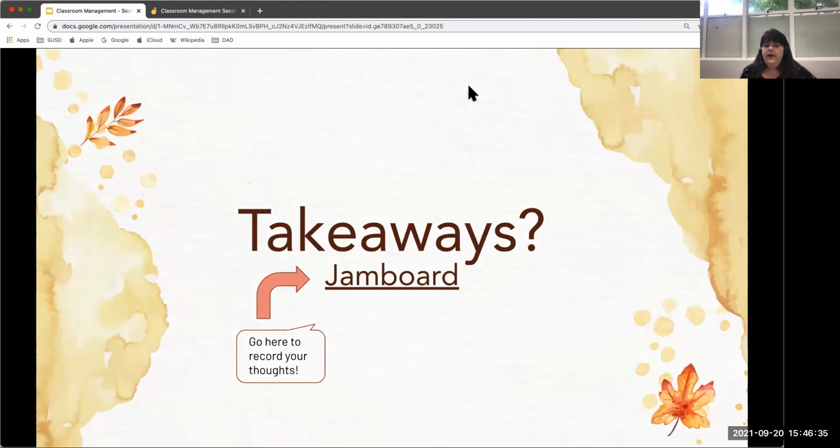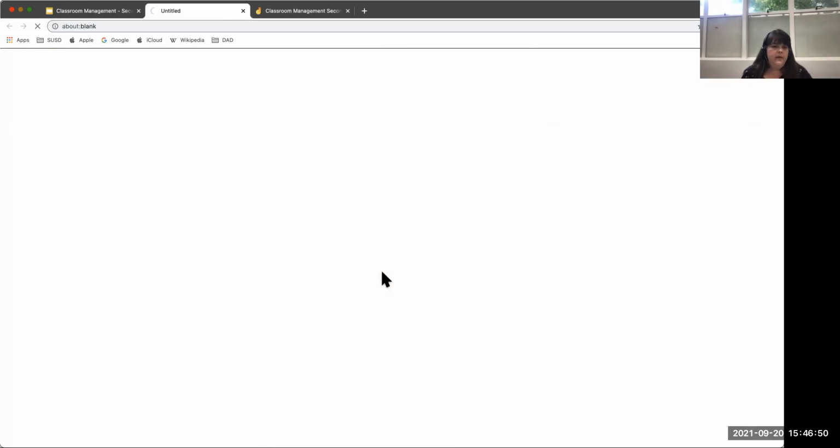So if you're in the slides, you should be able to click on this Jamboard. I'd just like you to reflect on those 5 different components that we discussed and write something using a Post-it in the Jamboard.